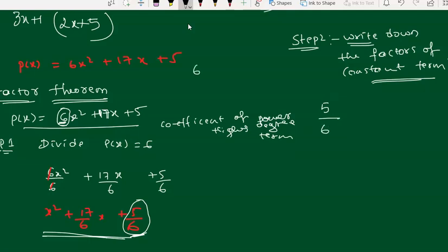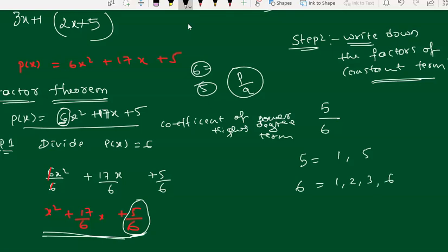Till now you wrote the factors of numbers like 6 and 5, but how do you write the factors of rational numbers, numbers in the form p by q? Simple, guys. First write down the factors of 5. What are the factors of 5? Yes, 1 and 5, only 2. And write down the factors of 6. What are the factors of 6? 1, 2, 3 and 6. Now you can find it easily. Using this set, you can easily find the factors of 5 by 6. Take a combination of these in p by q form.